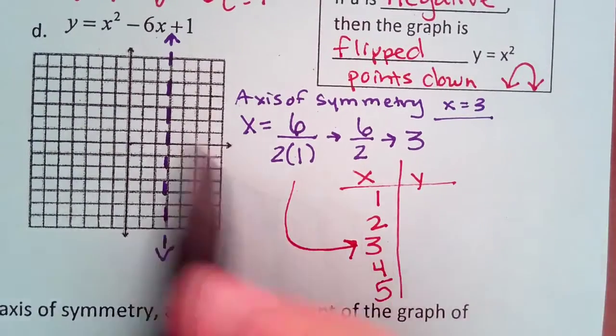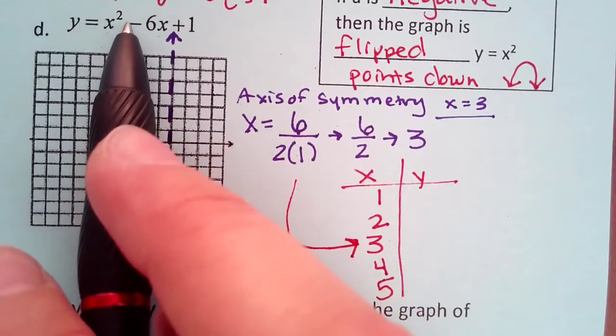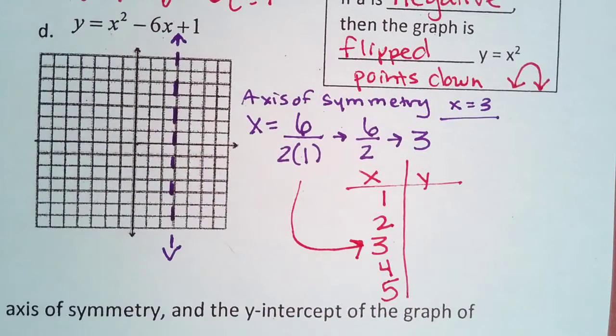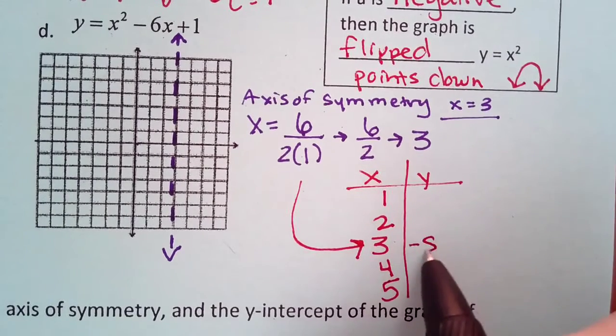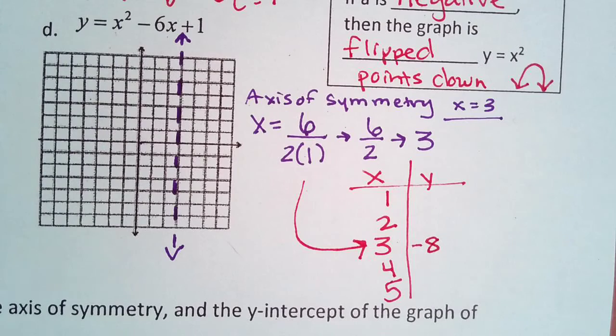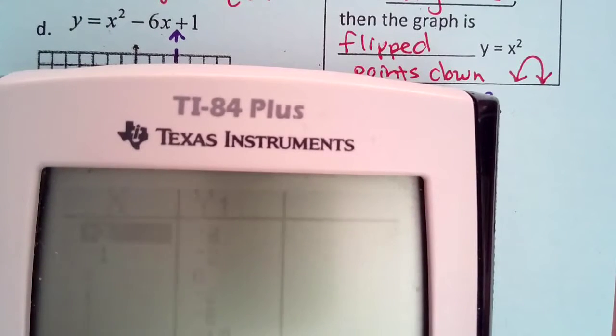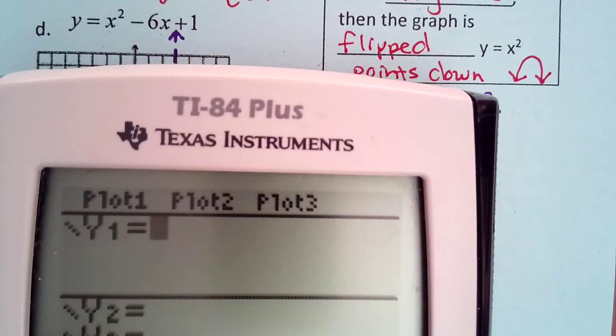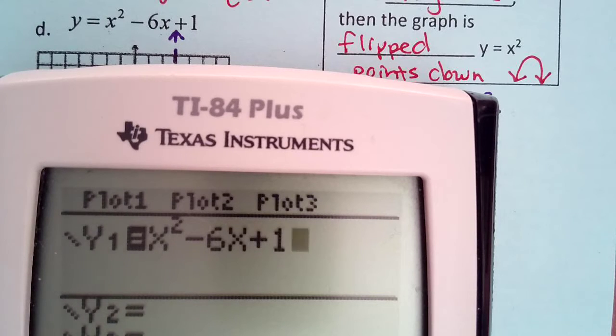Now I could plug 3 in by hand and say, okay, 3 squared is 9, minus 6 times 3, well, that's -18. So 9 minus 18 plus 1, what's that? 9 minus 18 is -9, plus 1, -8. Now I could do that for each one, it just might take extra time. Or I could put it in my calculator and find my table. So y equals, clear that out, x squared minus, don't use negative, minus 6x plus 1. Second graph.